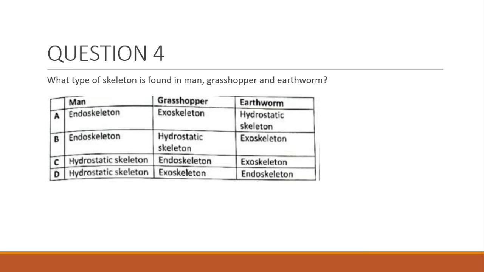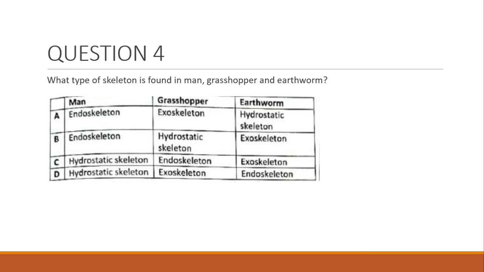Alright, I'm sure you've done that. The answer for question 4 is A. Man has got an endoskeleton type of skeleton. Grasshopper has got an exoskeleton type of skeleton. Then the earthworm has got a hydrostatic skeleton. Okay, so A is the answer for question 4.